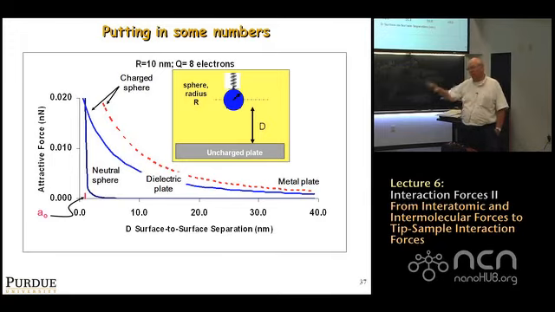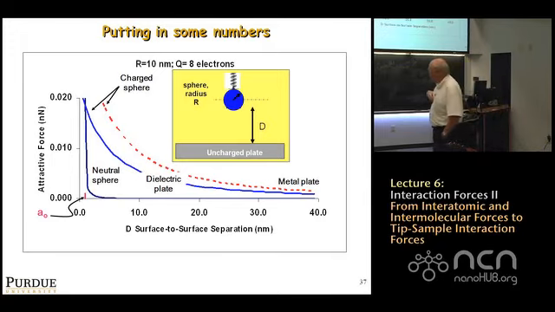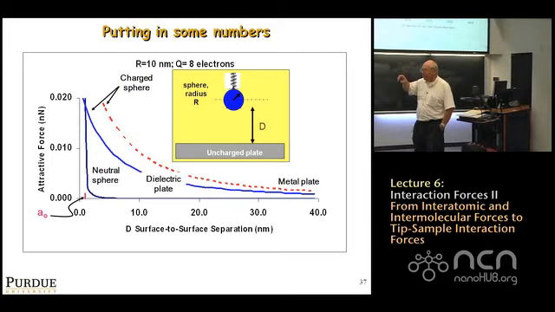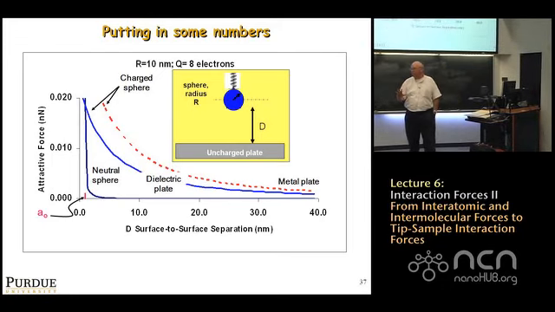So this is kind of an ideal discussion, but it nonetheless gives the idea that van der Waals can be very large, or can be significant. It can be significant if the separation between 2 things is small enough. Okay?